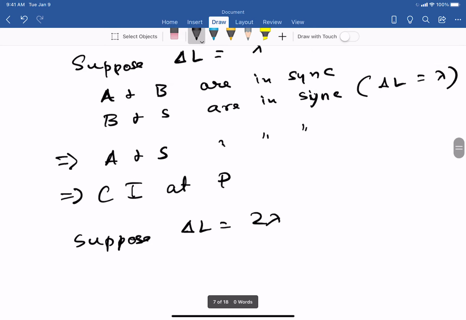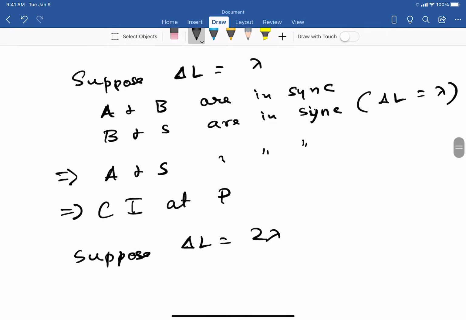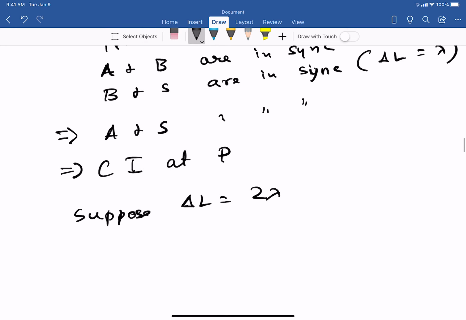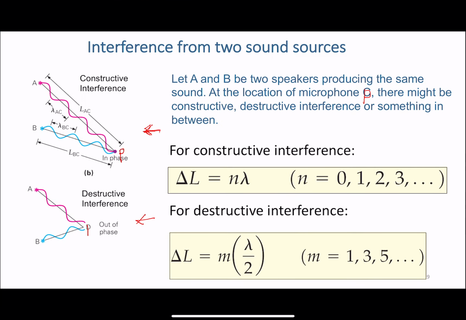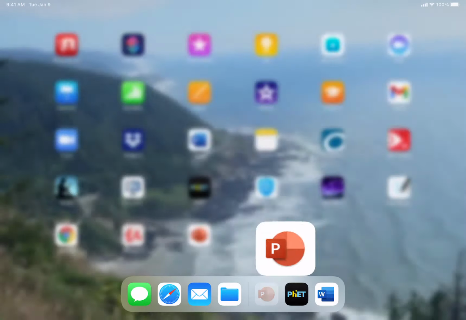All right. So we can see the condition for constructive interference immediately. We can see that you get constructive interference at P if the path difference is m times lambda, where m is any integer, right? So that is the condition for constructive interference. I should have said n. So for constructive interference, the path difference has to be n wavelengths, where n is 0, 1, 2, 3. So it's an integer, any integer, okay.